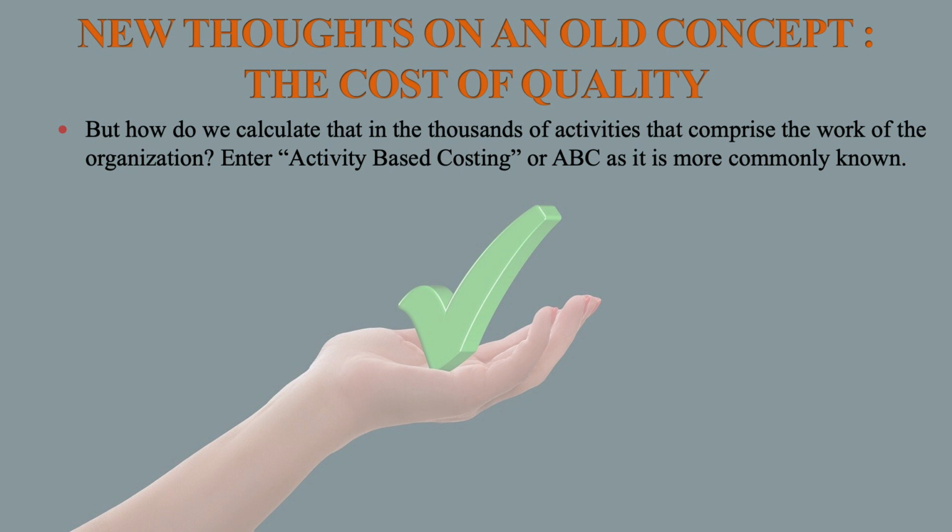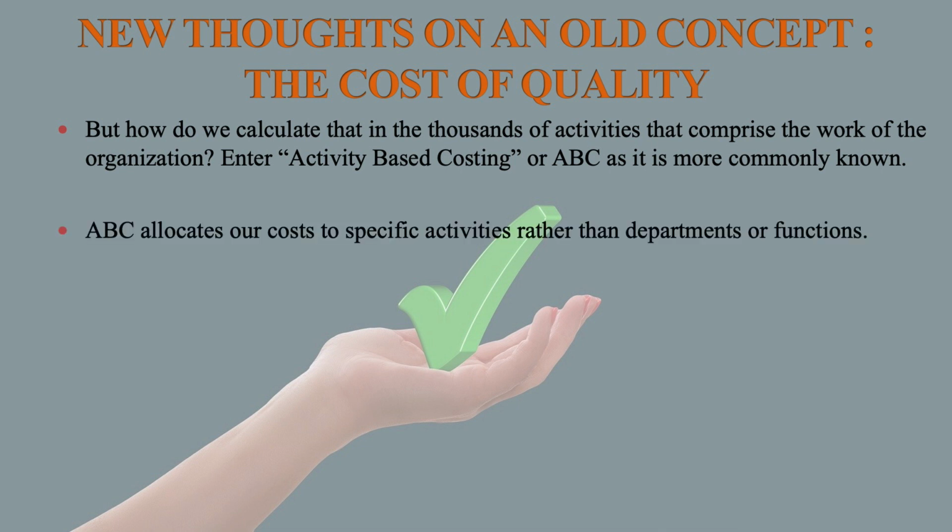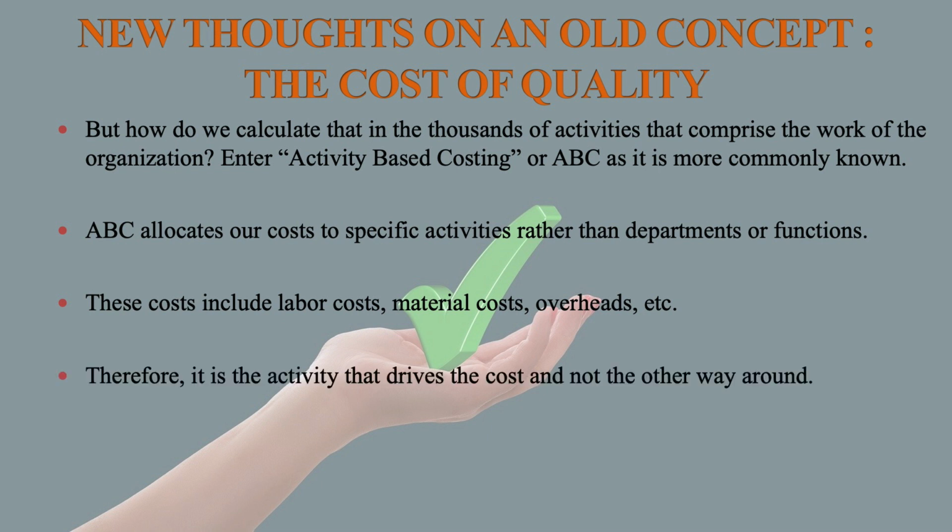But how do we calculate that in the thousands of activities that comprise the work of the organization? Enter activity-based costing, or ABC as it is more commonly known. ABC allocates our cost to specific activities rather than departments or functions. These costs include labor cost, material cost, overheads, etc. Therefore, it is the activity that drives the cost and not the other way around.